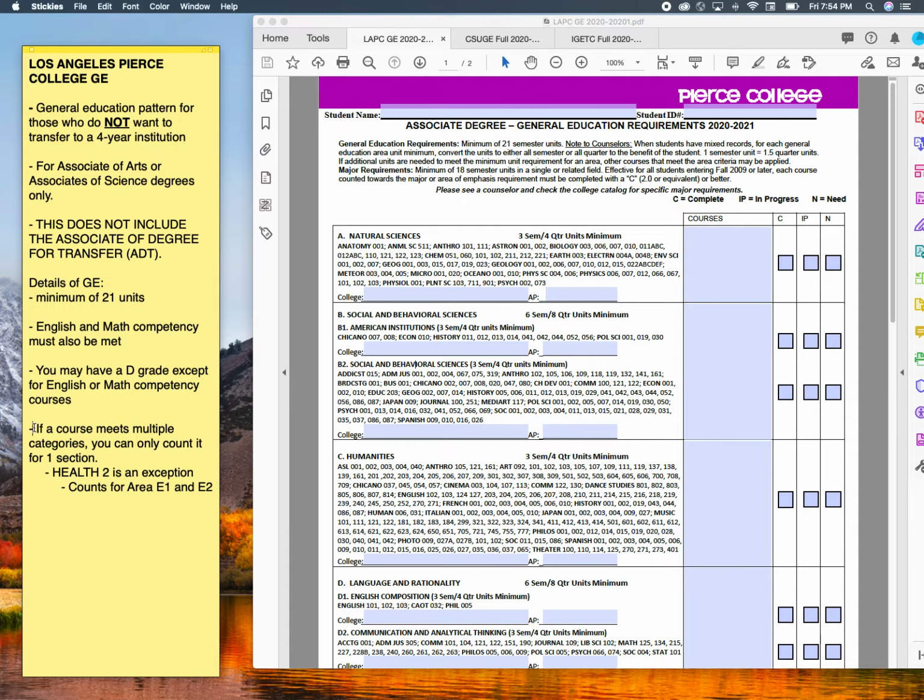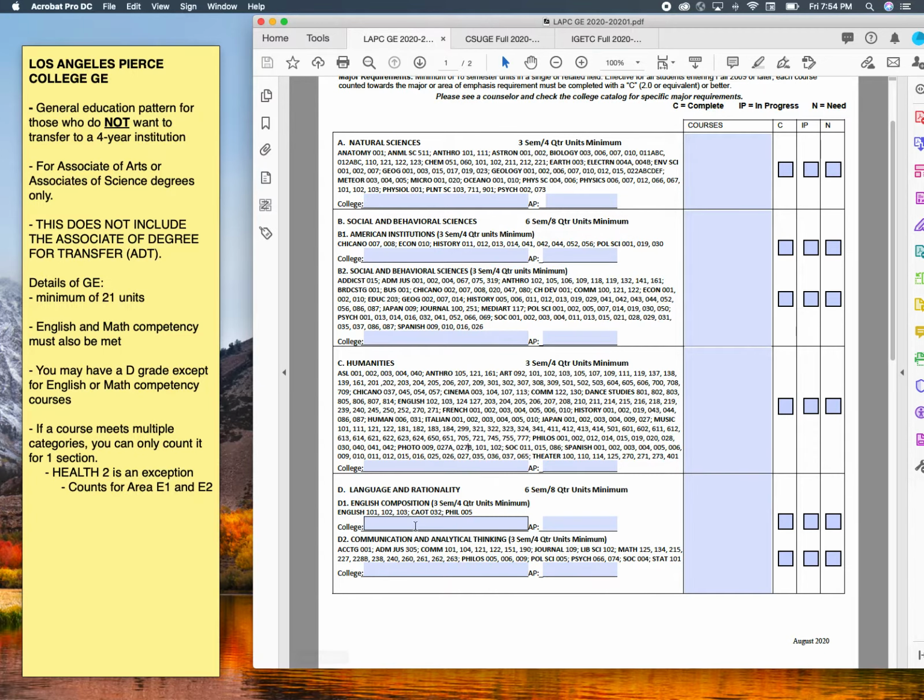If a course meets multiple categories, let me give you a prime example. English 102 meets here in the humanities section. Let me go ahead and find that English 102. And it also meets right here in the English composition section. But you don't get to use it for both sections. You can only use it for one section, okay? So you get to pick one class and you get to pick which category you would like to use it for, okay? However, there is an exception.